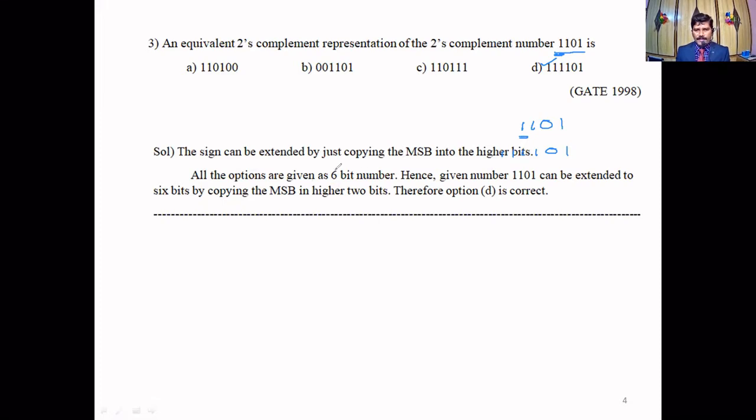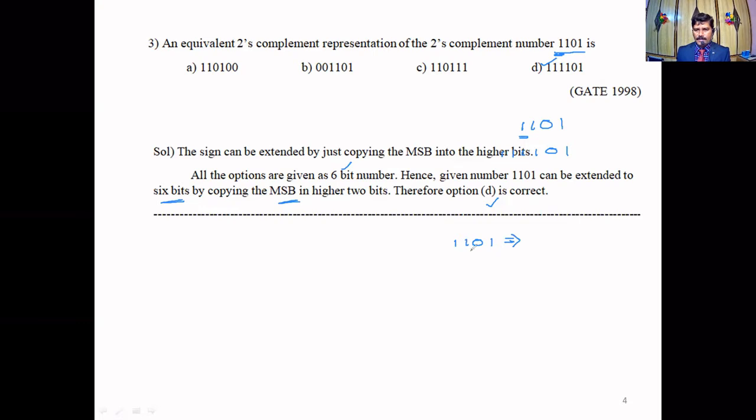All the options are given as 6-bit numbers, hence the given number 1101 can be extended to 6 bits by copying the MSB. Therefore option D is correct. That is called sign extension. Observe here, what is the value of 1101? This is a 2's complement number. Can you find out the decimal equivalent?